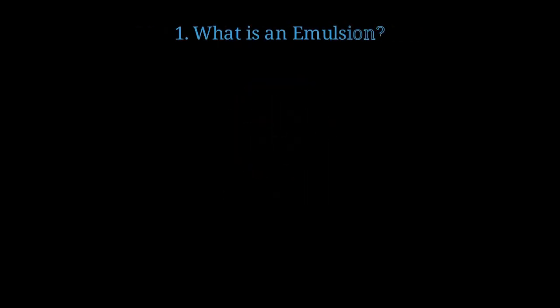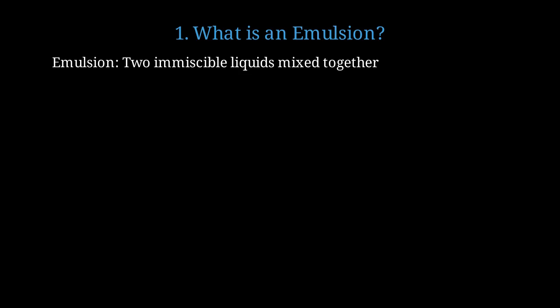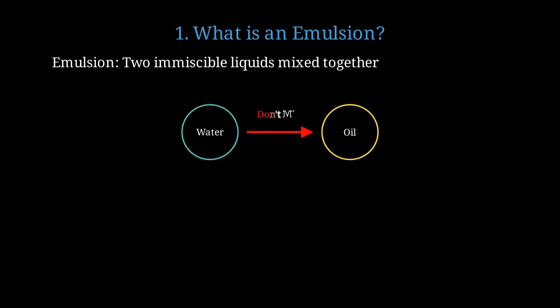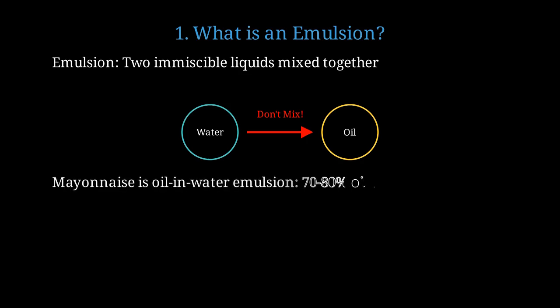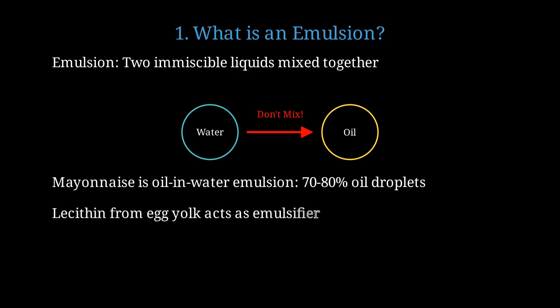Let's start by understanding what an emulsion actually is and why mayonnaise is special. An emulsion is a mixture of two liquids that normally don't mix, like oil and water. Normally, oil and water separate immediately because water molecules are polar and oil molecules are nonpolar. Mayonnaise is an oil-in-water emulsion containing 70 to 80% oil by volume, which is an incredibly high concentration. Lecithin from egg yolk acts as an emulsifier, coating each oil droplet and preventing them from merging back together.